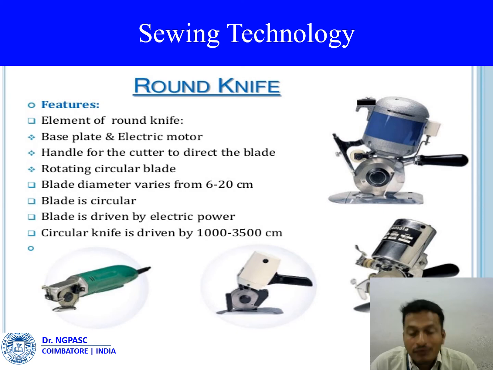Round knife. What are the features of the round knife? The elements of the round knife are a base plate and an electric motor. It is also a semi-automatic machine. The handle is used for cutting to direct the blade, which is a rotating circular blade.